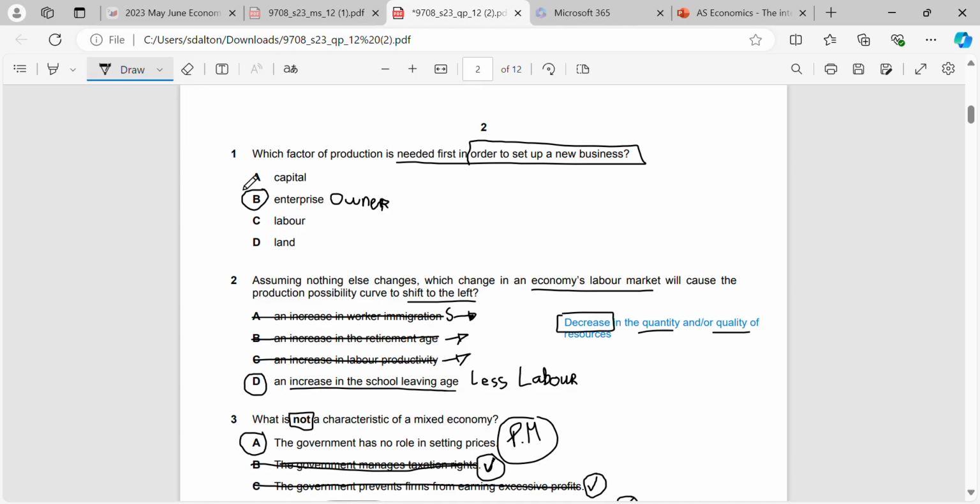Capital, like we said in QP11, is a means of further production. Labour is just the people who are working in it, but you need the owner before you can provide or supply labour. And then land is the natural resources, but it's not needed first in order to set up a business.